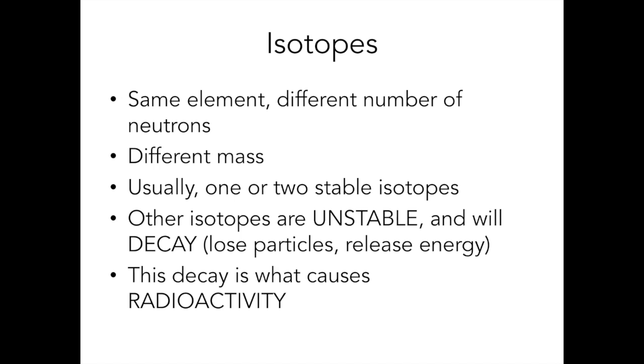Okay, so another way to say that is that isotopes are the same element with a different number of neutrons, and therefore they have a different mass. Usually, for a particular atom or element, there are a couple of stable isotopes that can tolerate having those extra neutrons, or the normal number of neutrons, and they'll just sit like that. But like I showed you with carbon, some of those isotopes are unstable, and they will go through decay.